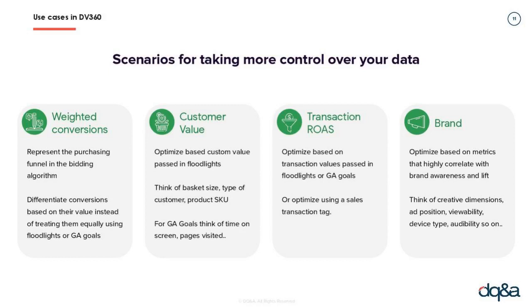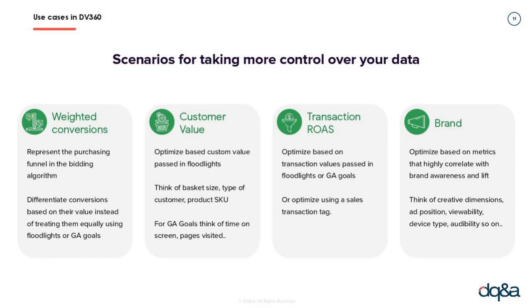The next one is transaction, so return on ad spend. I think personally this is a really good update, because in the past optimizing on return on ad spend was not something that you were able to do in the platform, even though this ROAS optimization has been available in, for example, a tool like Google Ads. So I think this is a great update, and this also allows you to optimize your performance campaigns more effectively.